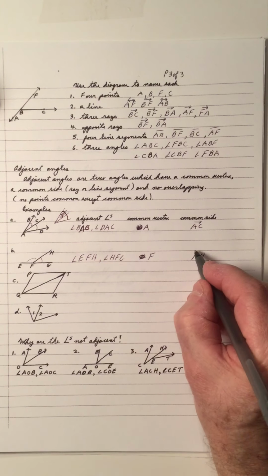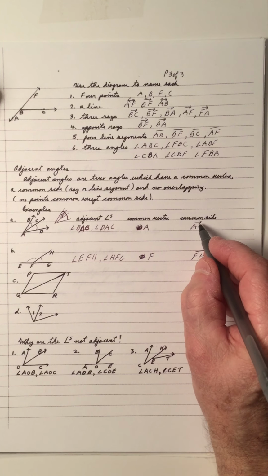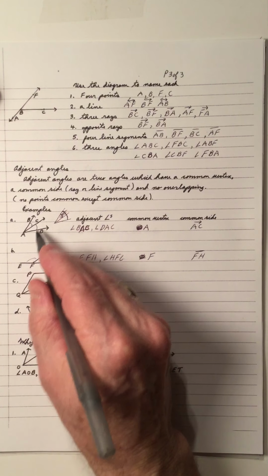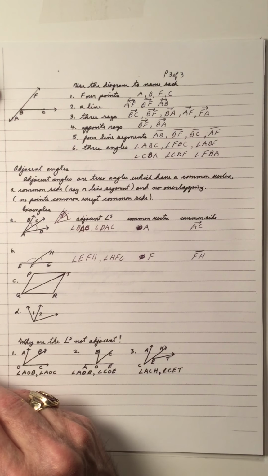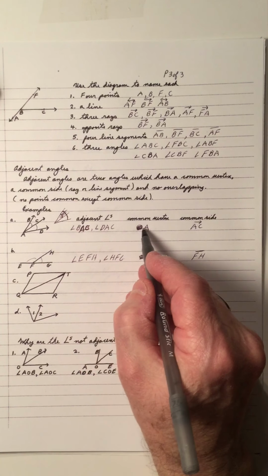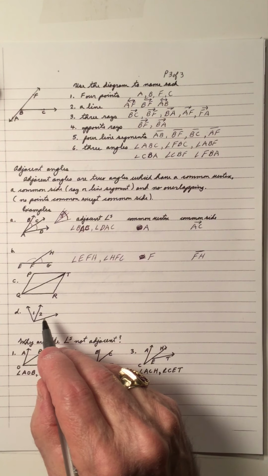And the common side here is a segment, but I don't want to get hung up on, that's a bar. So that's a ray, that's a segment. Again, go back, common vertex for these two angles is A, not angle A.